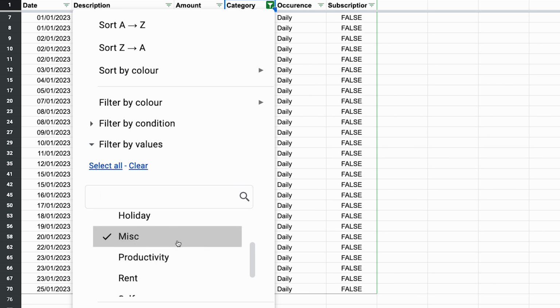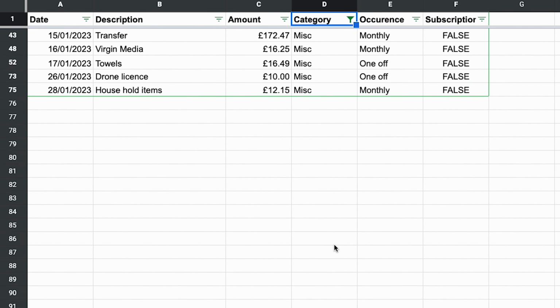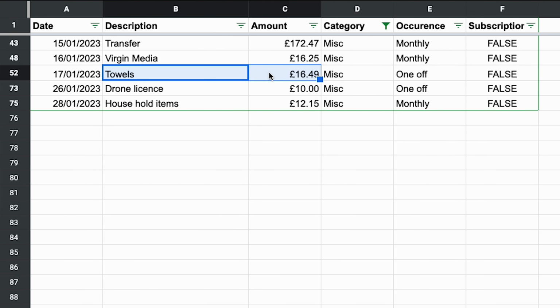And then the next category we have, let's do miscellaneous. So miscellaneous, I just chucked a bunch of stuff that I don't really know where it fits in. So we have this transfer, that was a transfer to my flatmate. Pretty sure some of this is like bills, some of it is paying him back. Towels, I recently bought a couple of new towels, that was like £16. Drone license, that is annual expenditure. I just said it was one-off because I don't really have an annual category.